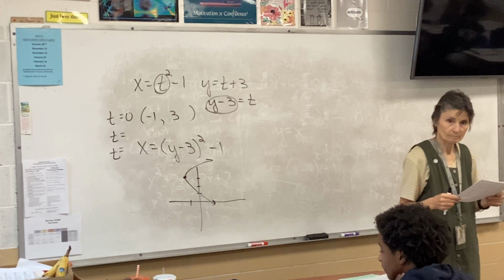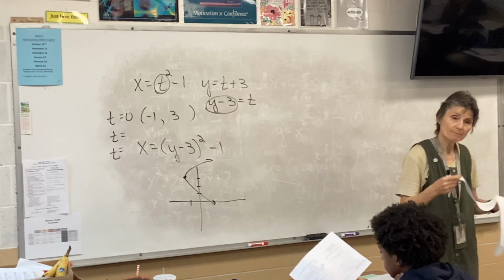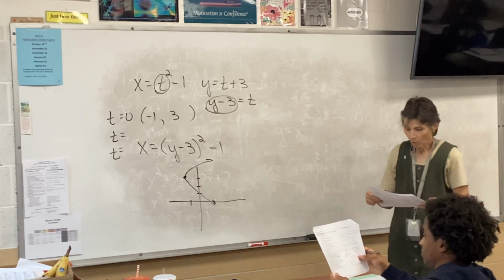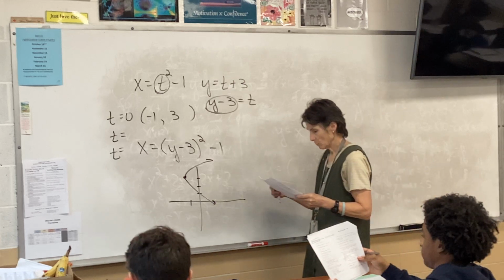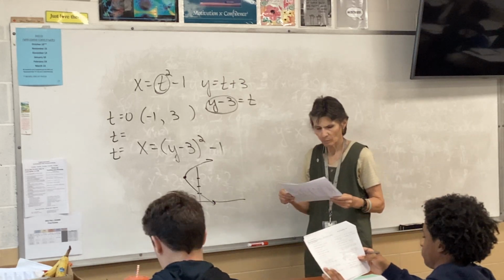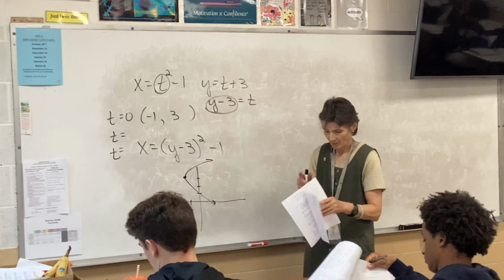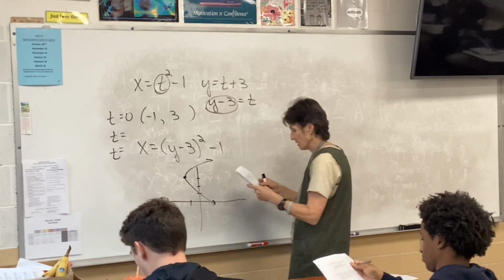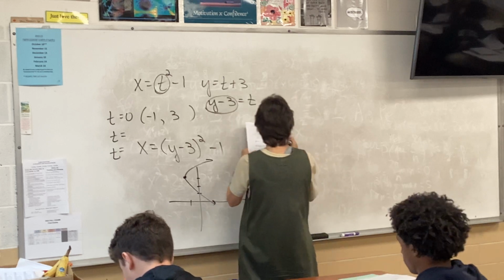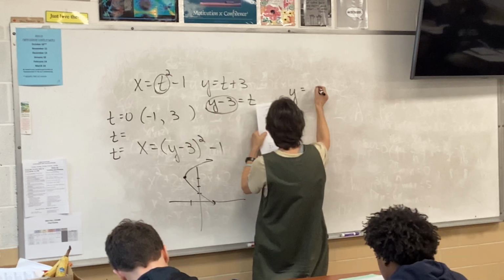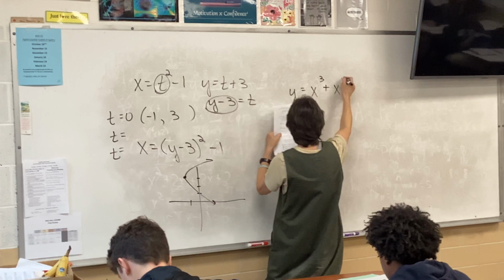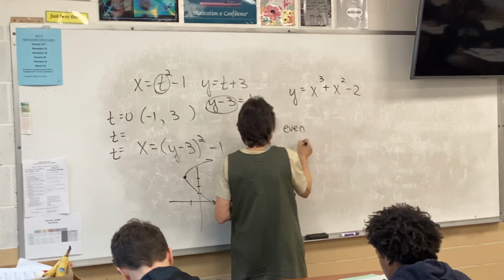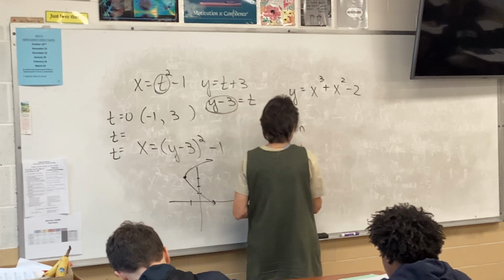Could you do 19b? Have you tried it? I tried the 2 above it. For the whole purpose of review, wait, 19D. This 19D is y equals x cubed plus x squared minus 2. And I want to know if it's even, odd, or neither.